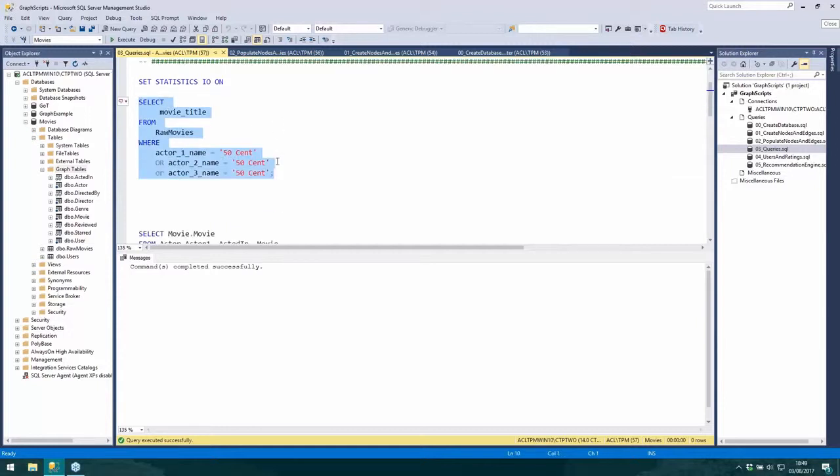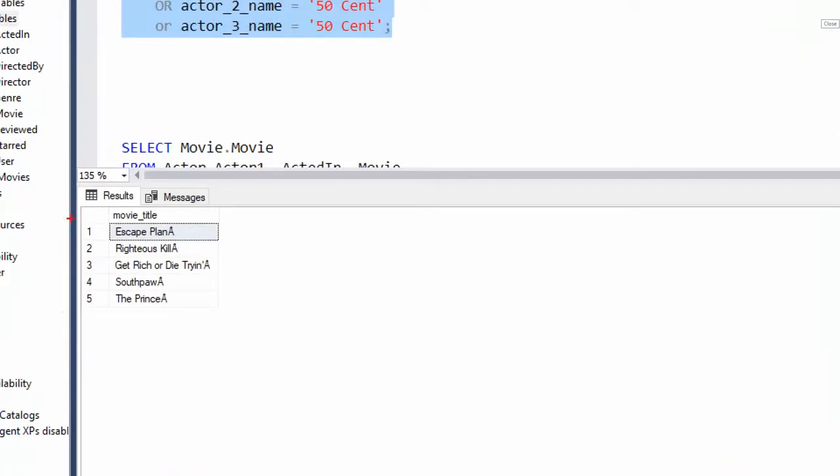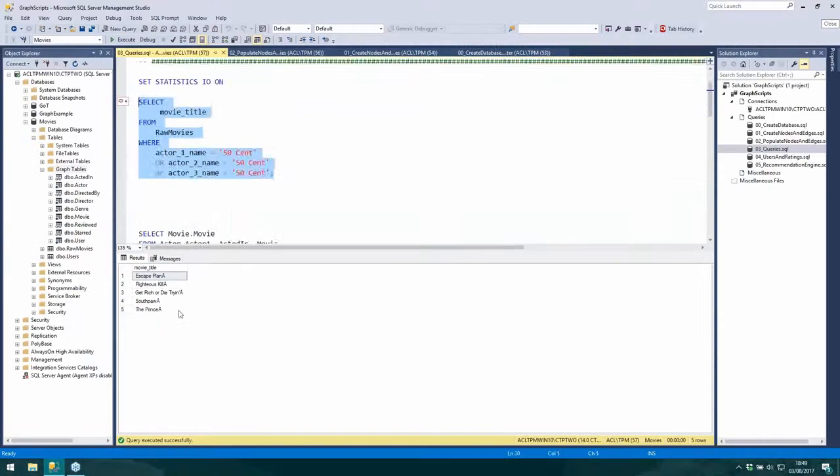So, right, I want to find all of the movies that star 50 Cent. I'm going to do that in a standard relational way. I'm going to select from that table based on those three columns, find me all the movies that essentially acted in with 50 Cent. And there we go. We've got those five.